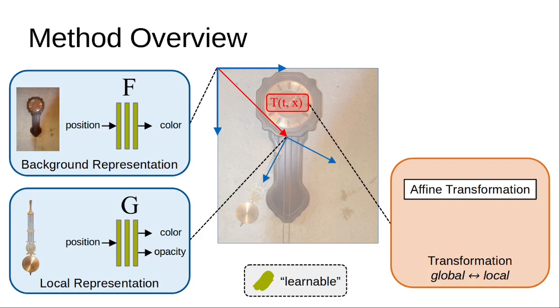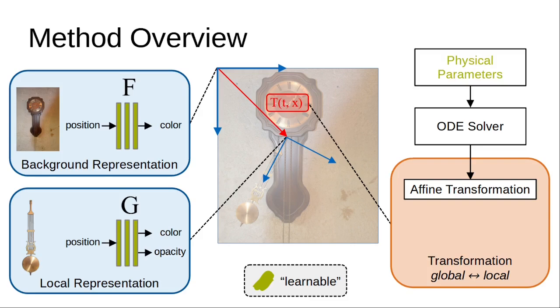The first part of this transformation is an affine mapping that is parametrized by the solution of an ODE. This is the ODE that encodes the physical phenomenon and is itself parametrized by the physical parameters that we want to estimate. Since the image plane and the plane in which the dynamics are happening do not need to be parallel, we add a learnable homography to the transformation.